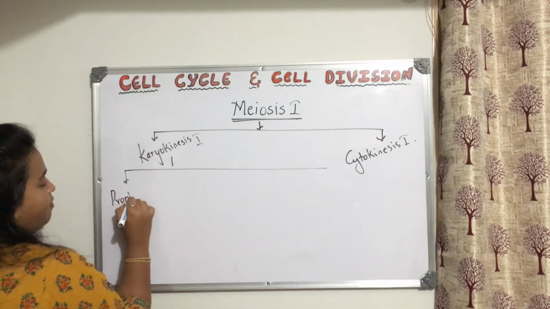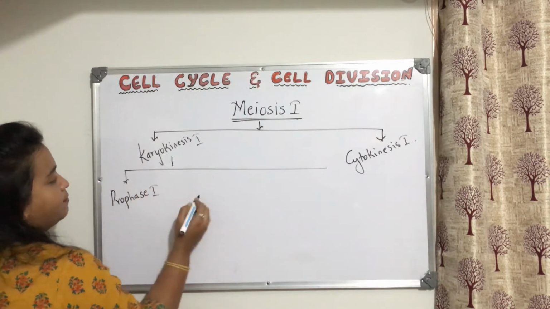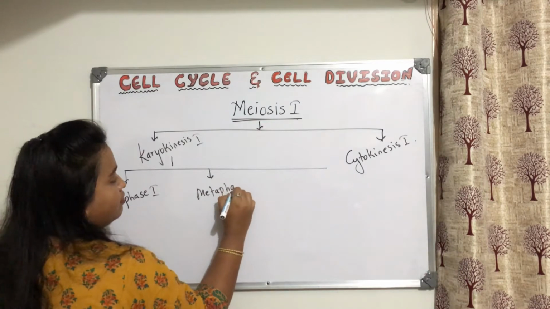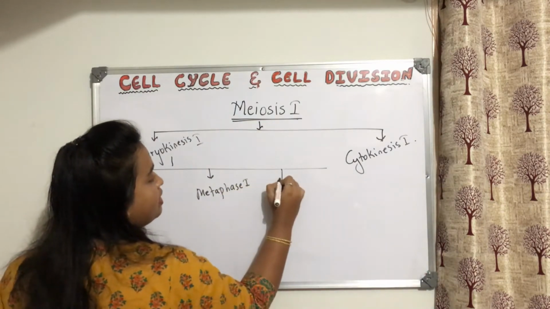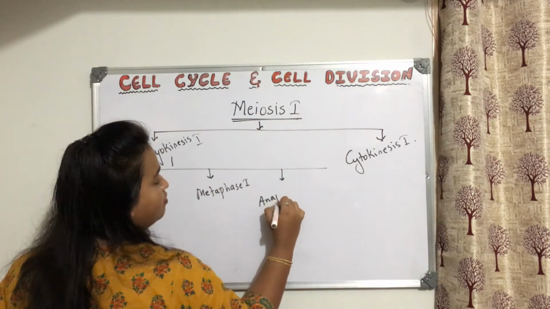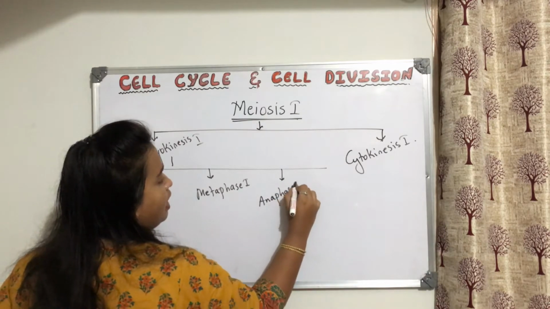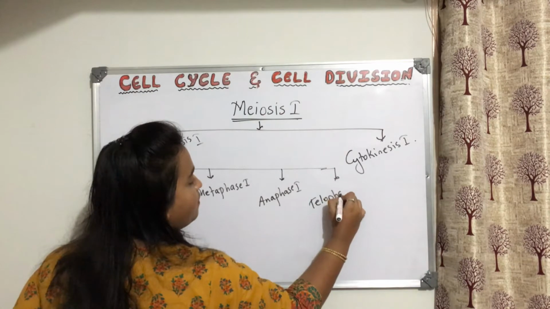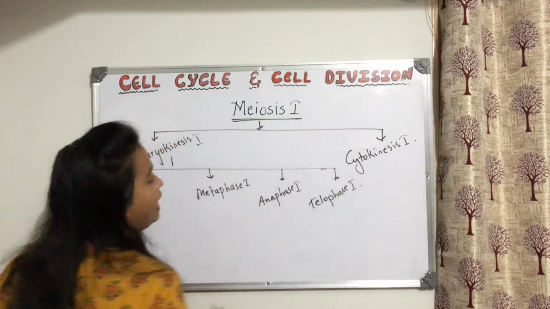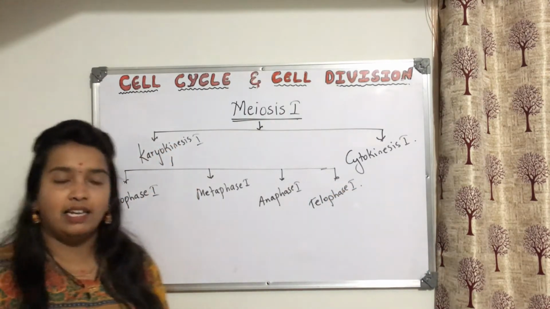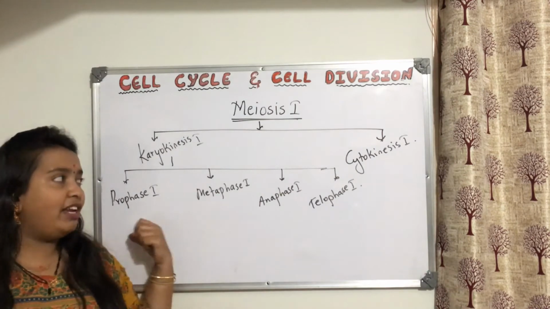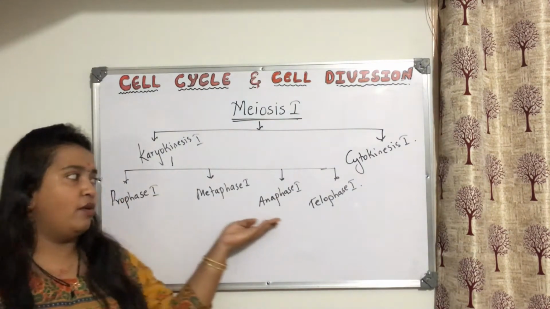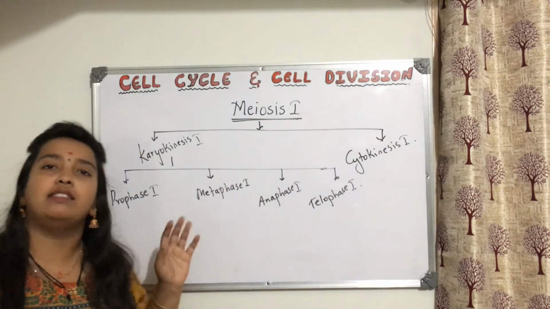Prophase 1, metaphase 1, anaphase 1, and then telophase 1. Right? So what we need to understand here is that, even if it is mitosis or meiosis, what actually happens in these stages is the same.